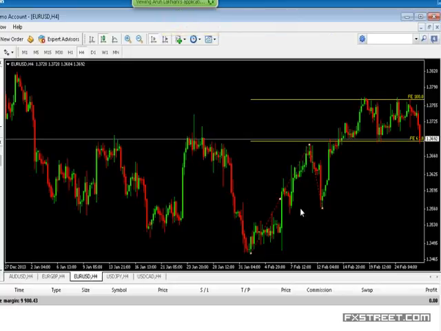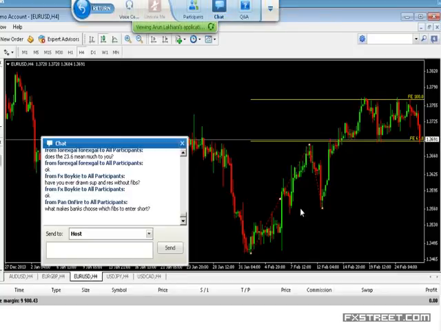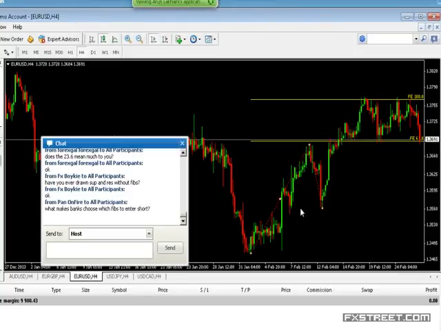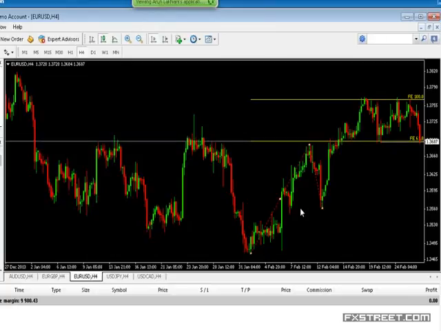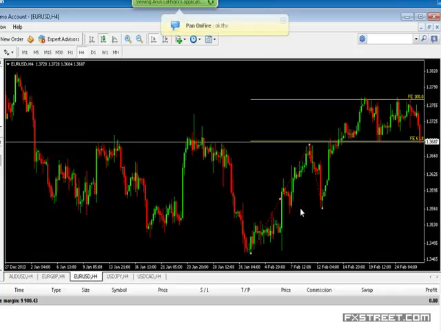Pen on Fire asked me what makes banks choose which fibs to enter short. Well, it's fairly simple. You use every fib level from 23.6 to 61.8, including 50%. And if it breaks against you, you actually close your position. It's fairly simple. If your strategy is working best for you, you just keep at it. You won't have to change it again.